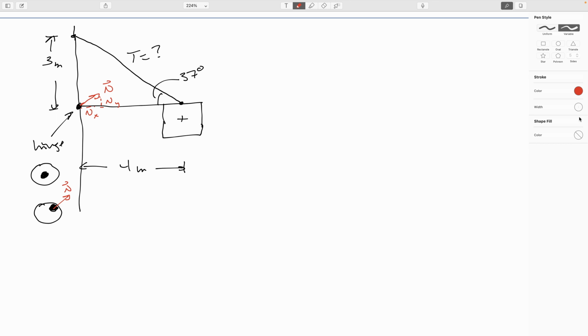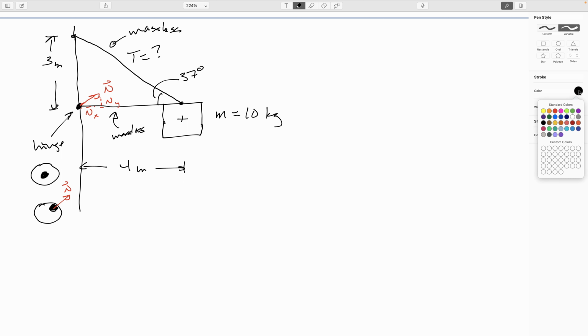All right, so let's just go ahead. We don't quite have enough information yet. We need to know that our sign has a mass of 10 kilograms. And because I'm not trying to kill anybody here, we're going to make the cable massless and our bar massless. Okay, so let's go ahead and, since I've already drawn in the normal force, let's just continue drawing in our extended free body diagram here.